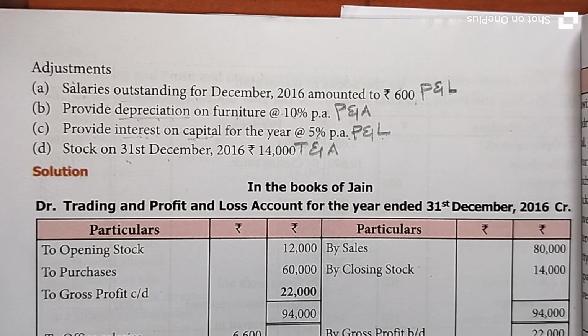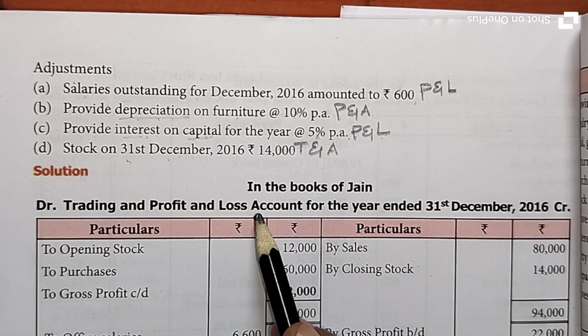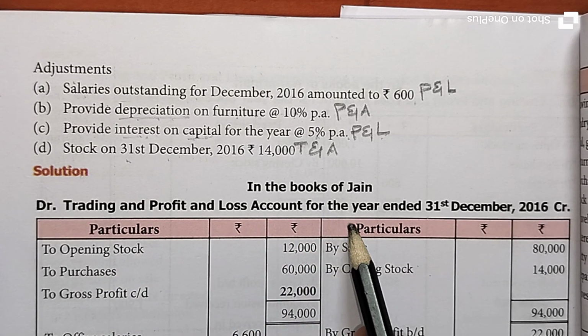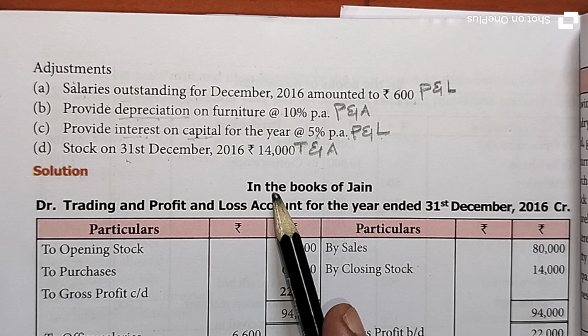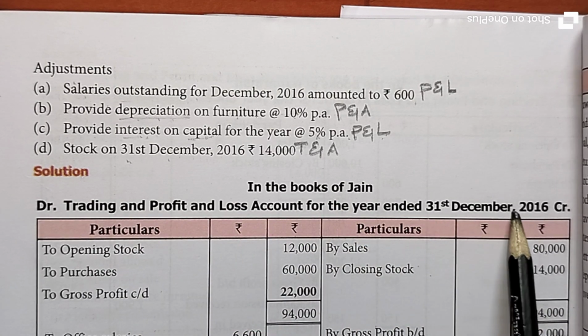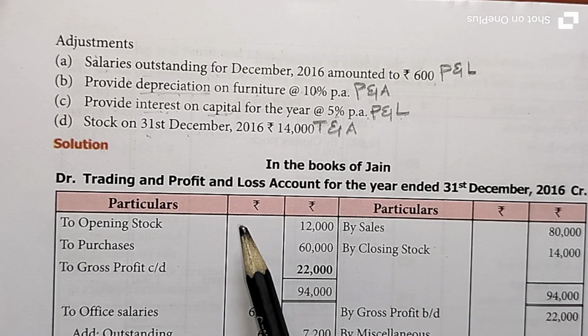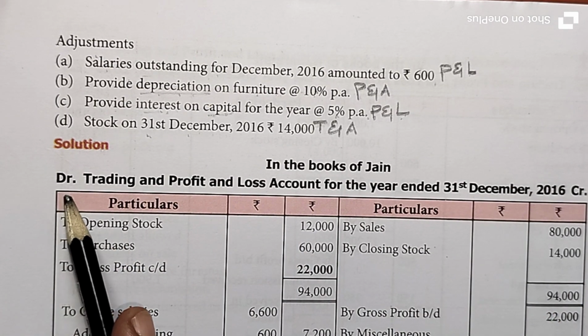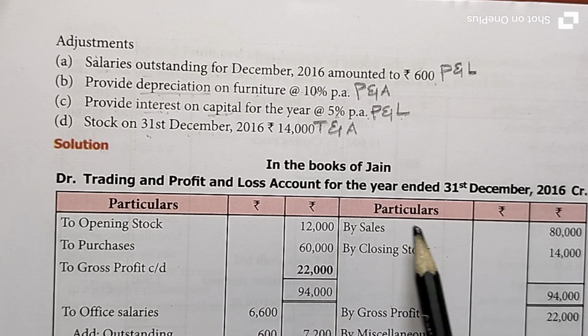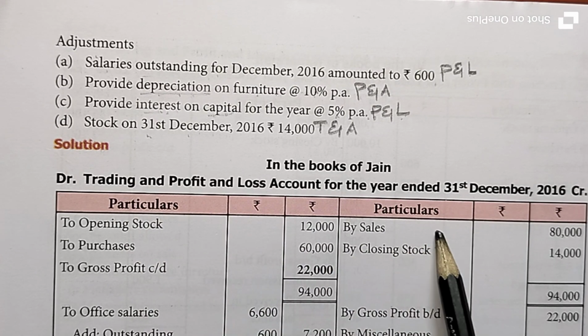So as usual, before we prepare the trading and final accounts, we need to write a heading and format of the final accounts. The heading is: In the books of Jain, trading and profit and loss account for the year ended 31st December 2016. Trading and profit and loss account have two sides, that is debit and credit. Both the sides have two columns, that is particulars and rupees.